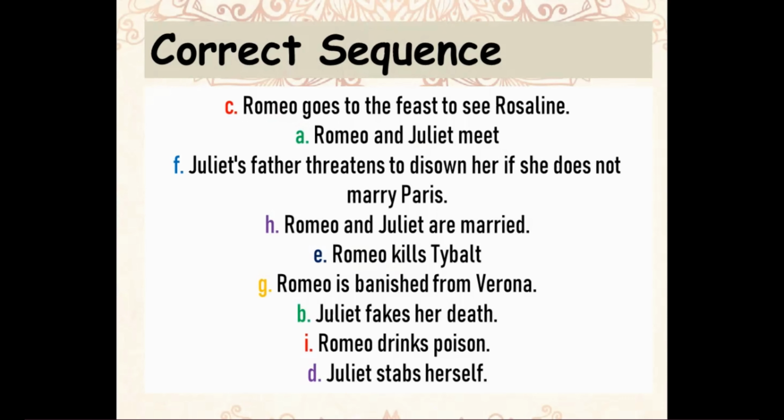Juliet's father threatens to disown her if she does not marry Paris. Then Romeo and Juliet are married. Next is when Romeo kills Tybalt. Then Romeo is banished from Verona, and Juliet fakes her death. Romeo then drinks poison, and Juliet stabs herself.